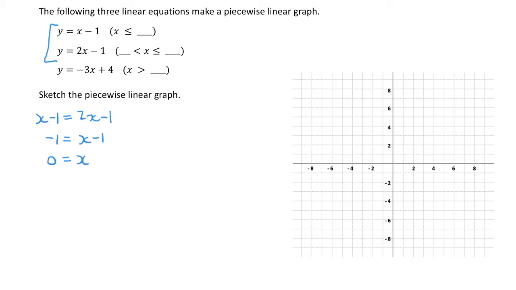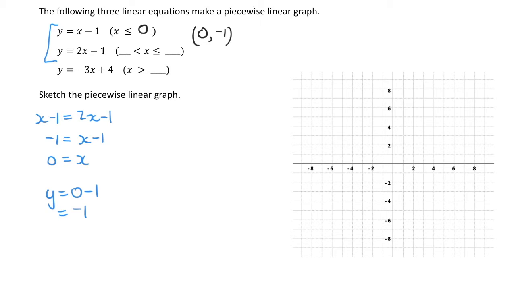With that x is equal to 0 value, I can substitute it into one of the equations to find my y value. So y is equal to x minus 1, so y is going to be equal to 0 minus 1, which is equal to negative 1. So my first intersection point between my first two equations is going to be (0, negative 1). That means when x is smaller than 0, the equation is going to be y equals x minus 1.